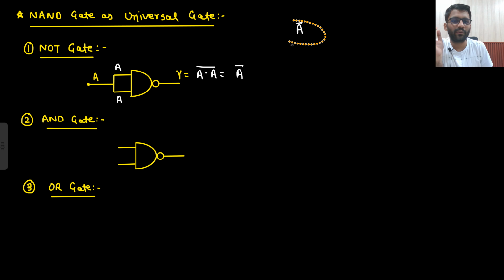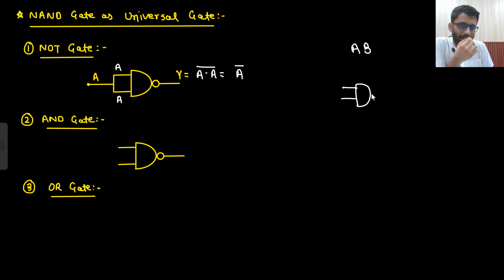Understood? Now what do you need to design? You need to design the AND gate. So what does the AND gate do? A into B. This is our target. Our target is to design this thing. So if I put A here and B here, what will be my output? AB bar, right? This is my output, AB bar.